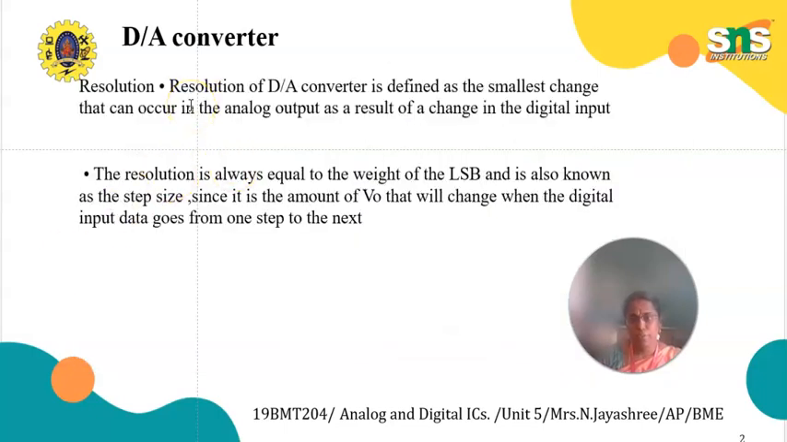Next is resolution. The resolution of a digital to analog converter is defined as the smallest change that can occur in the analog output as a result of a change in the digital input. The resolution is always equal to the weight of the LSB and is also known as the step size, since it is the amount by which the output voltage, V0, changes when the digital input data goes from one step to the next.